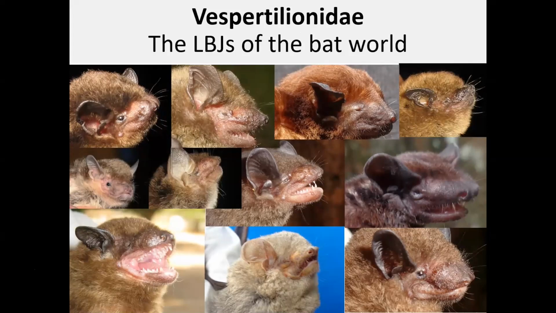What I'd like to do next is to move on to a rather difficult group of bats, difficult from an identification and taxonomy point of view. The LBJs of the bat world, the little brown jobs, as the birders call them, difficult to identify and therefore typically not identified and left to others to deal with. So these beautiful little bats, as similar as they may look physically, they all have very interesting stories to tell.